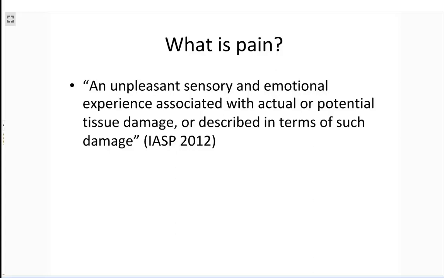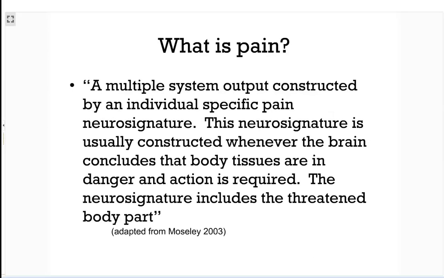an unpleasant sensory and emotional experience associated with actual or potential tissue damage, or described in terms of such damage. Really, the key components here is this idea that it is an experience and that it has both a sensory and emotional component. So rather than it being a hardwired sensation, it is actually an experience. And it's associated with actual or potential damage. So there doesn't actually need to be tissue damage in order for people to experience pain.